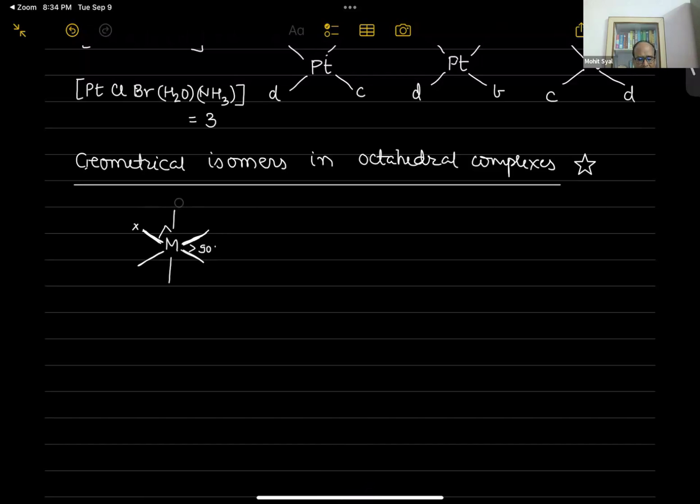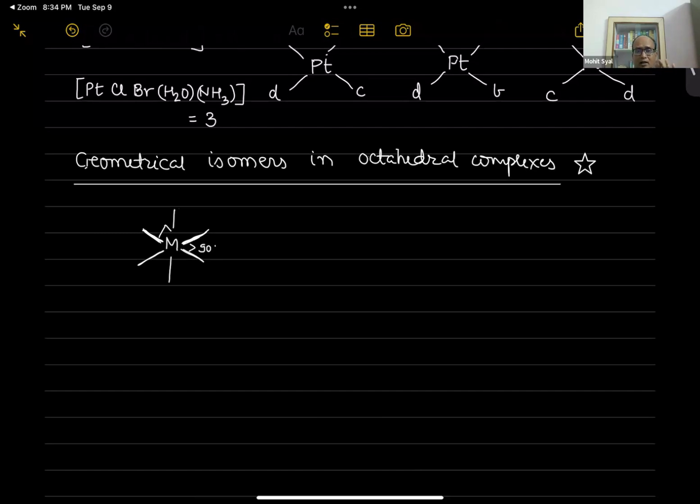So what I mean to say is, if you have two groups at 90 degrees, that is going to be cis, and if they are at the opposite position, that is going to be trans. Is it clear or not? Cis and trans arrangement. Any doubts on this? This is a general way of showing cis and trans on the octahedral geometry. But now we need to work with individual ligands. Specific examples, right?